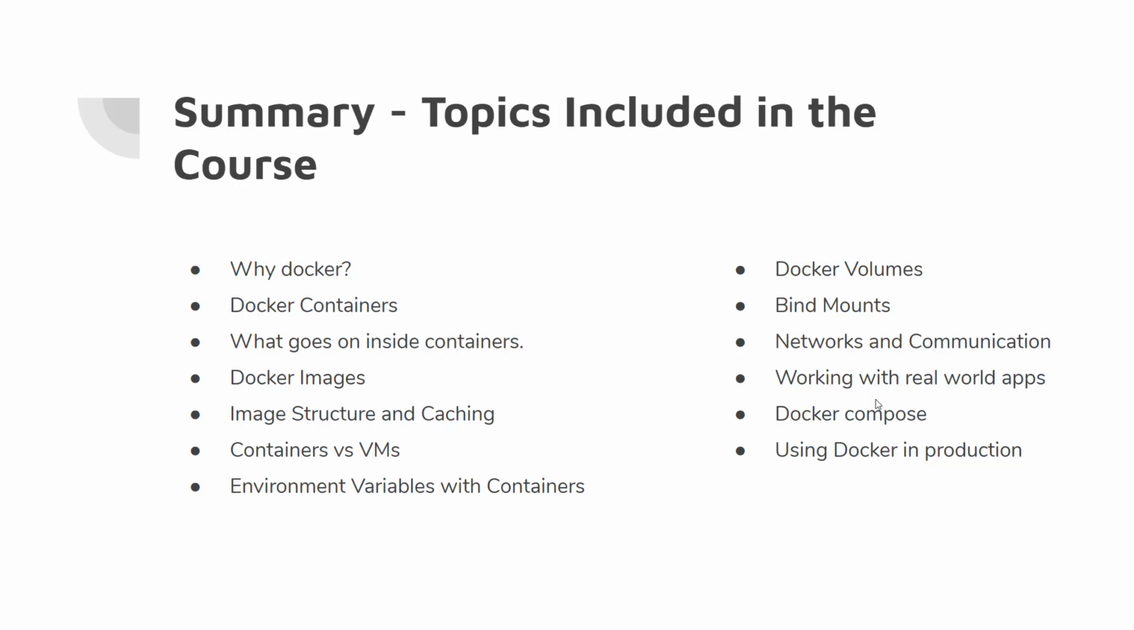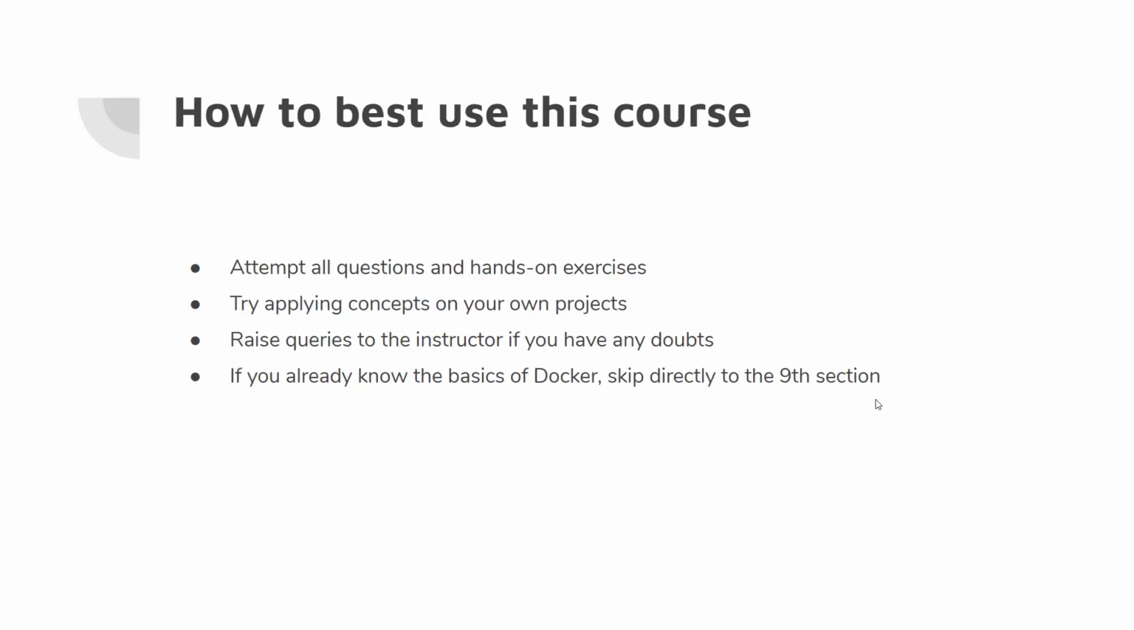Once we are comfortable with deploying containers, we will see how containers can talk to each other using networks and communication. Once we have learned everything in detail, we will merge everything together and deploy a real-world app. After that, we will also learn about Docker Compose, which is used to control the deployment of multiple containers at once. As the last piece of the puzzle, we will deploy Docker in a production-grade environment.